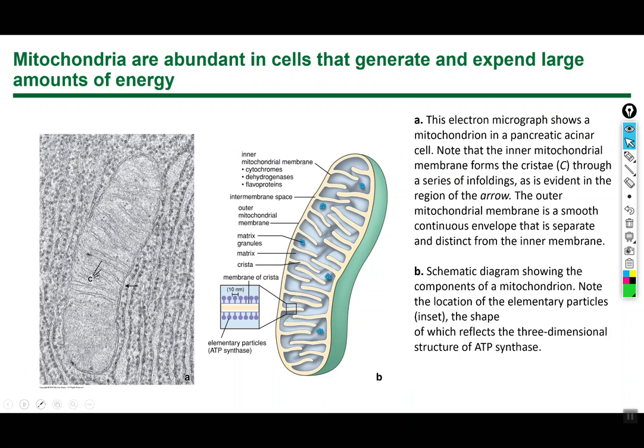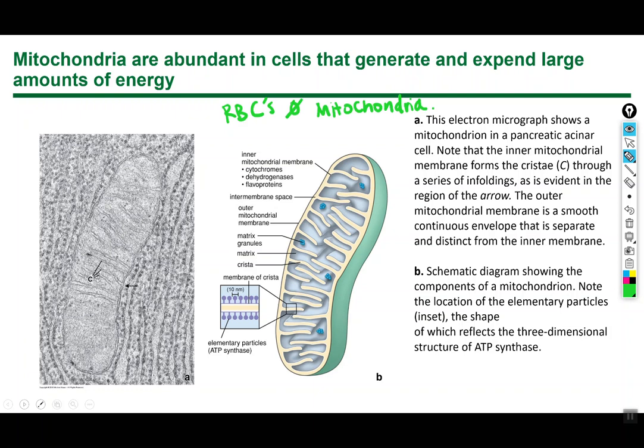Mitochondria are abundant in cells that generate and expend large amounts of energy. So most cells have mitochondria. Not all of them do. Some of them used to, but no longer do. So for example, red blood cells don't have mitochondria. And that's because mitochondria use oxygen to produce ATP, and red blood cells are specialized for oxygen delivery, so they can't have mitochondria because then they would be using their oxygen on the way to dropping it off.